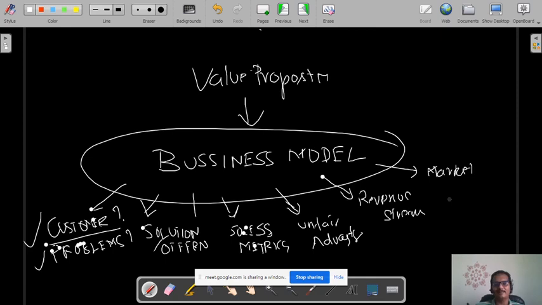What is the marketing you're going to do? You're going to do social media marketing, whether you're going to use Instagram or Facebook for your marketing. What kind of marketing you're going to use, that is also defined. Then, who are your early adopters?